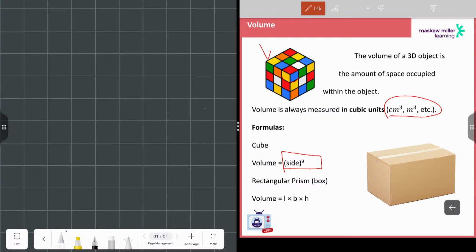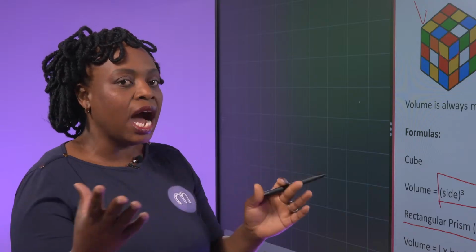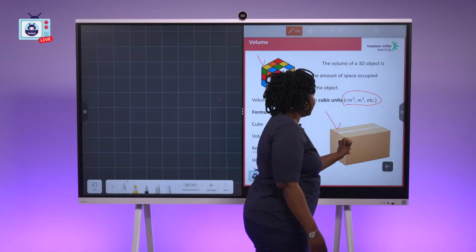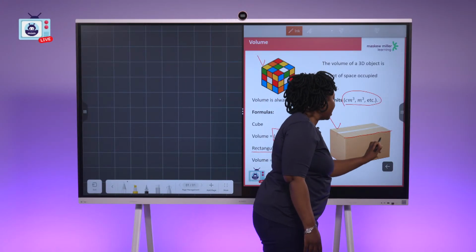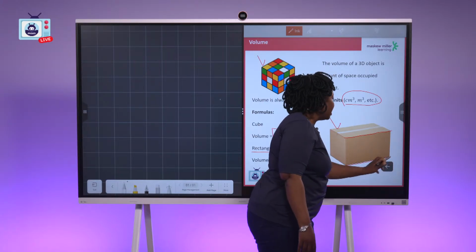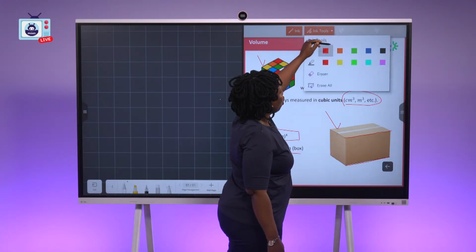But when you calculate the volume of a rectangular prism, which I've given an example of there as a box, we use the length, the breadth, and the height. Now you need to remember, where is the length and how do we know that's the length? This line that you see here is our length. These lines that we see here are the lines that we call length.